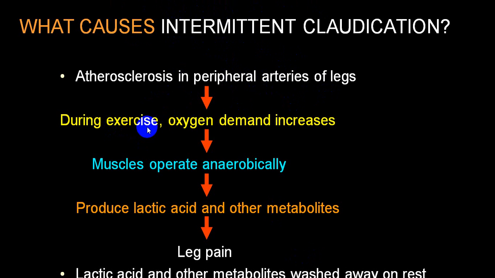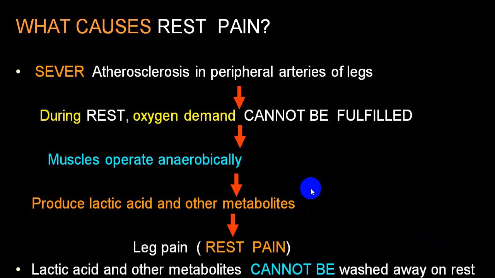During exercise or during increased oxygen demand, there is anaerobic metabolism because demand is more and supply is less. There is lactic acid and substance P production, and the person will start complaining of pain because of lactic acid and other metabolites. When the person takes rest, this lactic acid and the metabolites are washed out, the pain disappears, and again the person can start walking. But what is rest pain?